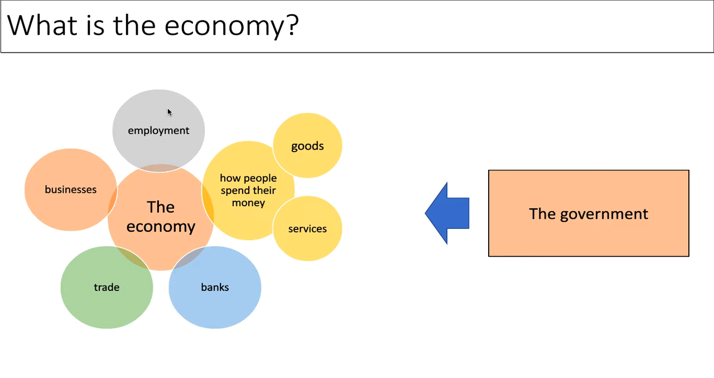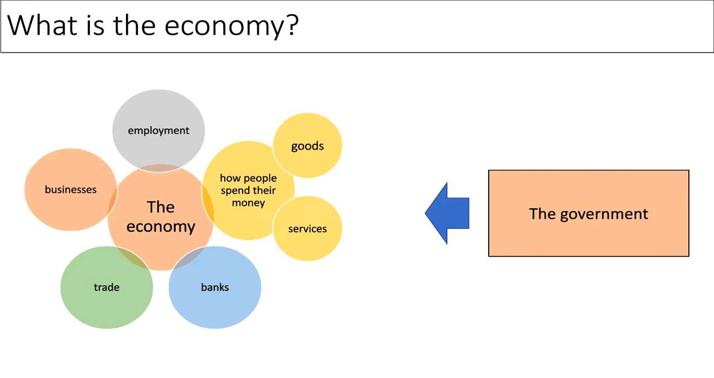So employment, what jobs do people have? How are people spending their money? What goods or what things are people spending their money on? What services or experiences are people spending their money on? What are the banks doing? What kind of trade is taking place? So are countries selling goods to another country, or are they buying in goods? What kind of businesses make up the economy? And of course, that is linked to the kind of jobs that people have. So all these things are linked together and they make up a system in which goods and services are created and how they are traded.